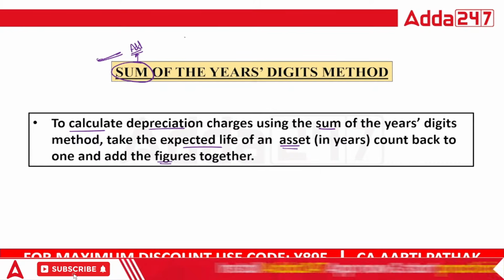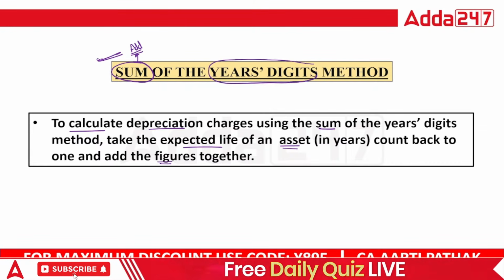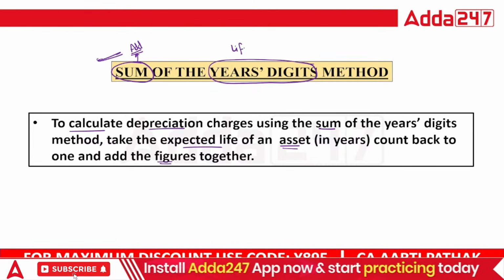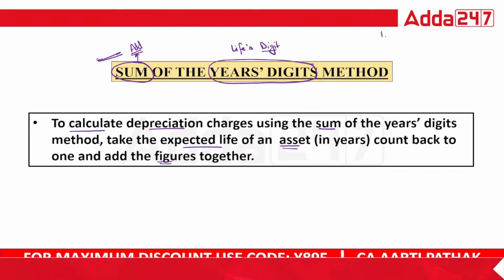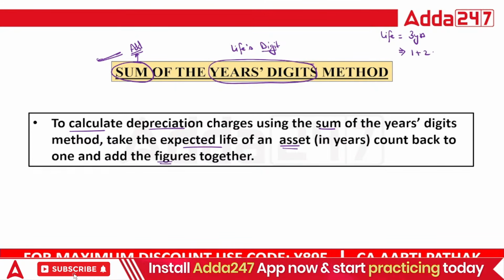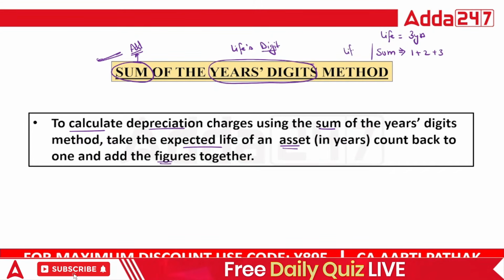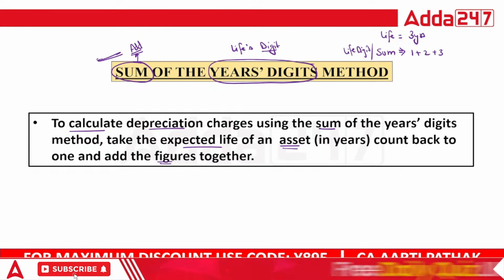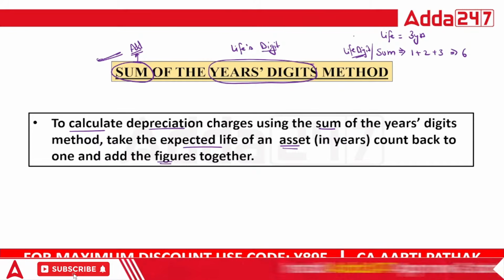What are we going to add? We are going to add years digit, the life's digit. Suppose I'm saying life is equal to 3 years, so I'm going to add 1, 2, 3. So this is the sum of life. This is going to be my life's digit. So the value is going to be 6. Okay, this is one example.